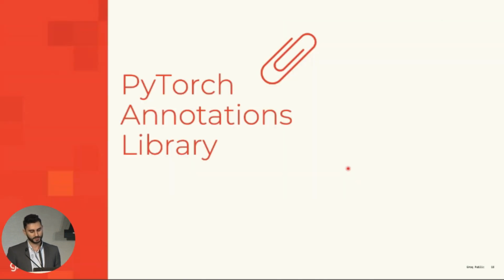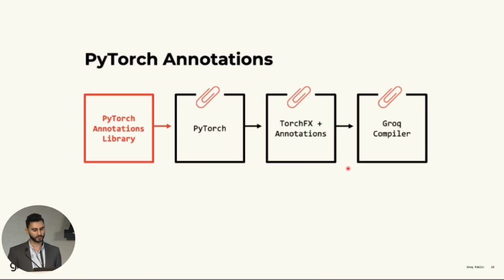Okay, so our solution is the PyTorch annotation library. PyTorch annotations is a library written by Groq compiler engineers that is meant to augment PyTorch. The library provides a set of APIs and decorators to be used in conjunction with the PyTorch building blocks. These annotations persist into any of PyTorch's intermediate representations and can successfully reach our compiler without being elided or transformed. This library is really meant to be used by compiler engineers in order to bridge the gap between models and hardware by providing hints to the compiler.